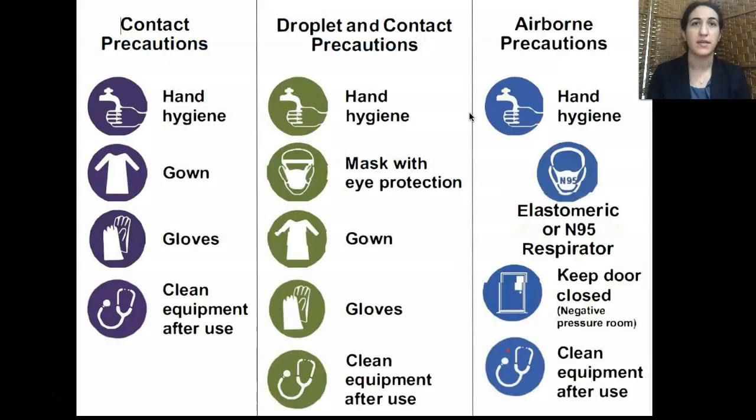Now that we have discussed the various methods of transmission, we can talk about precautions that can be taken. These precautions include engineering controls, such as negative pressure rooms for patients with airborne transmissible diseases, administrative controls, such as providing soap, water, and cleaning protocols for equipment. They can also include the use of personal protective equipment.